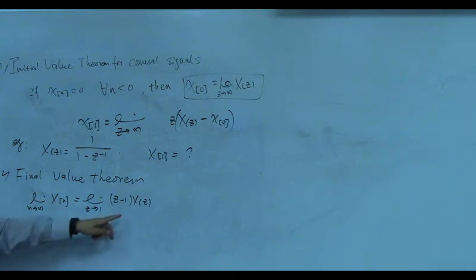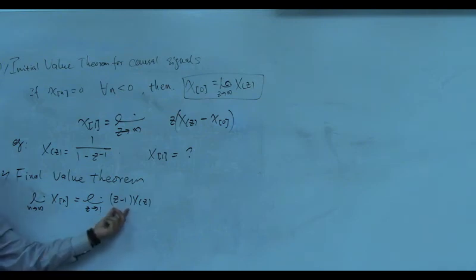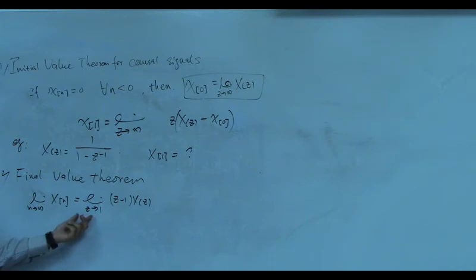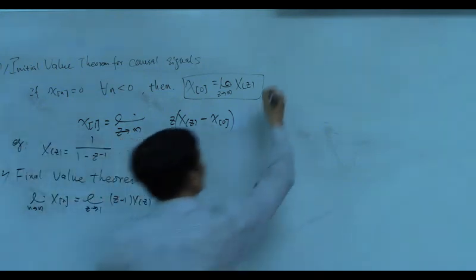You are given the Z transform xz. What you do is you multiply by z minus 1, then you take the limit as z goes to 1, and that limit is the final value of the time sequence. Is this clear? Okay. Let's try.